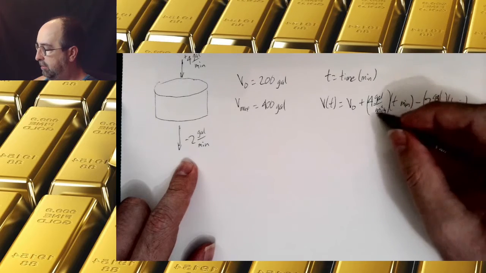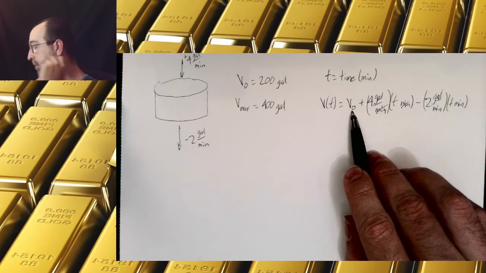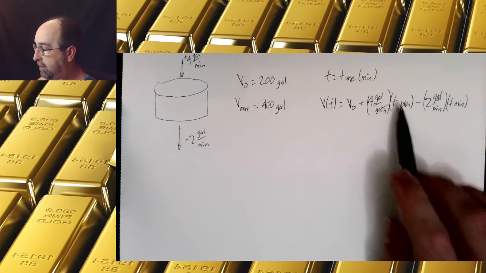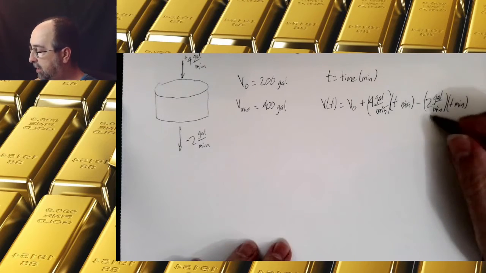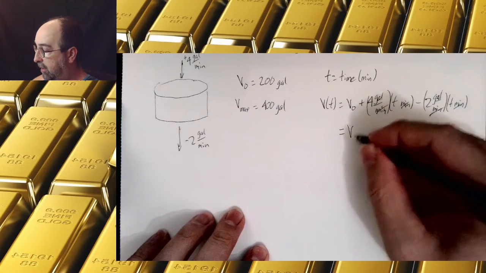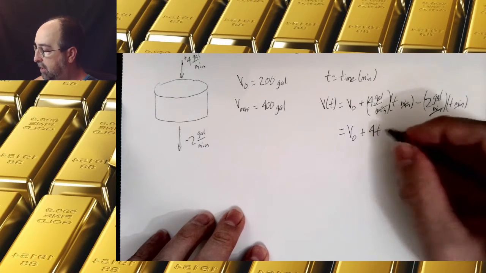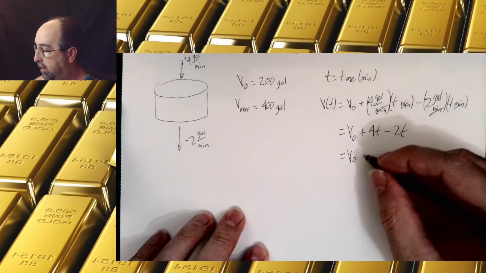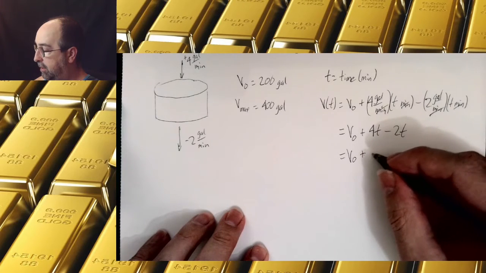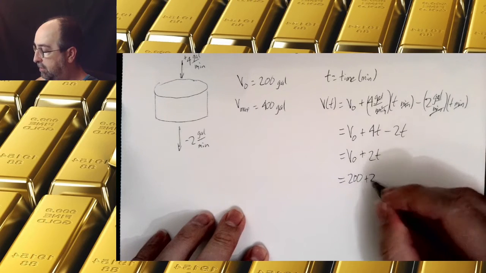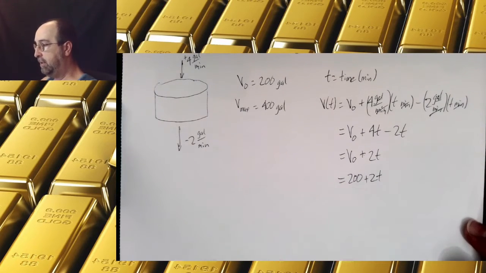And what happens is the minutes can cancel, and this initial volume is in gallons. And when minutes cancel, this middle term is in gallons. And then when minutes cancel here, this last term is in gallons. So we get a formula V naught plus 4T minus 2T, and that'll just be V naught plus 2T. And since V naught is 200, this will be 200 plus 2T. So we know the volume that's inside of that tank at any moment in time.